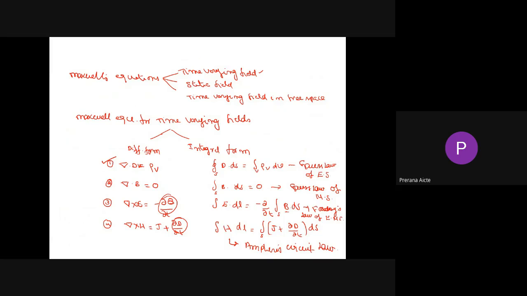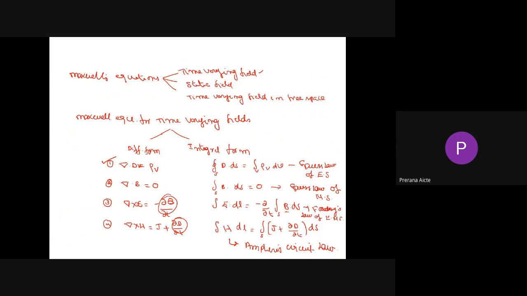Next, del cross E is equal to minus dou B by dou t. Okay, del cross E is equal to minus dou B by dou t, or integral of E dot dL is equal to minus integral of dou by dou t of B dot dS. This is nothing but Faraday's law of electromagnetic induction.